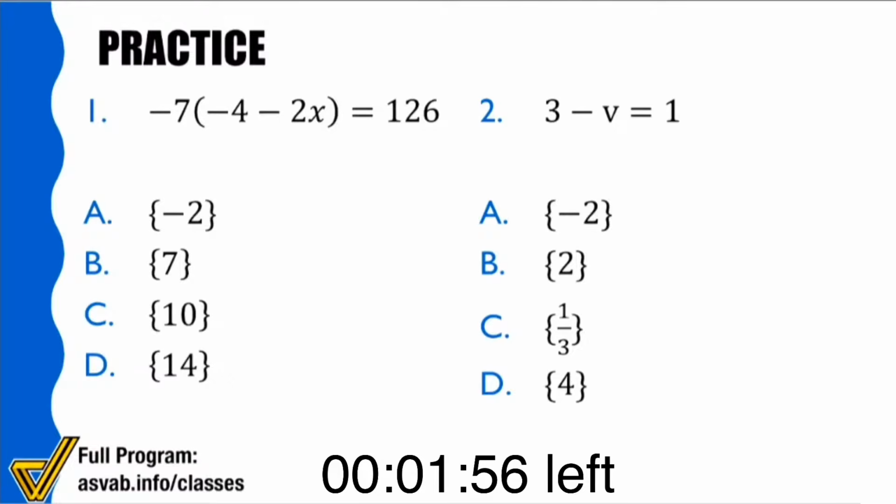But I can tell you right now, number 1 can also be read. If you distribute this first, that will end up being read as 28 plus 14x equals 126. If you want to see it that way, that's one little cleanup that you can do, and then you can go forward from there.